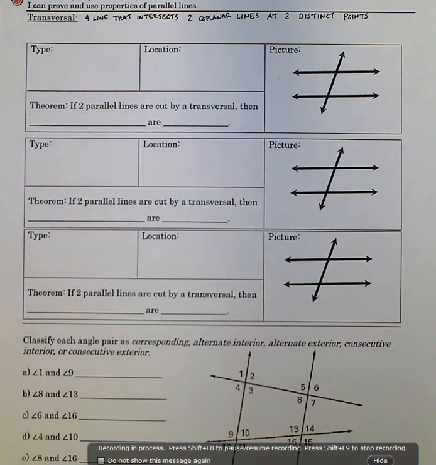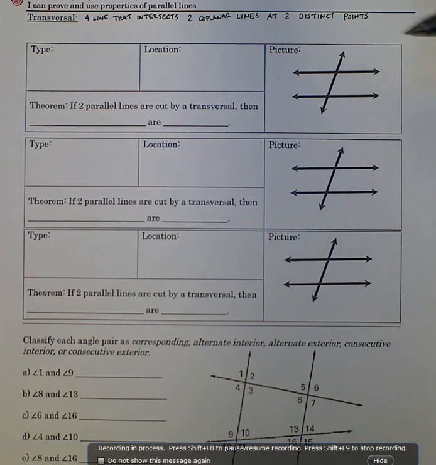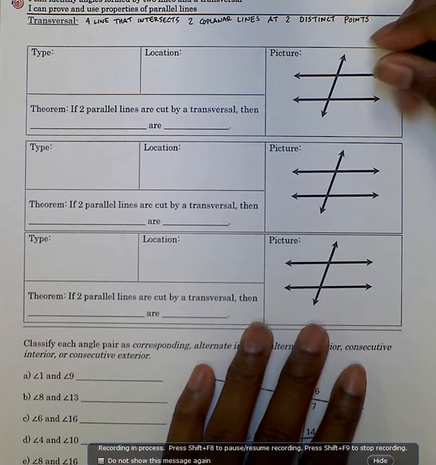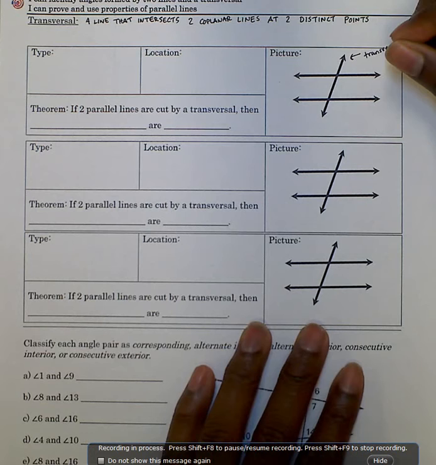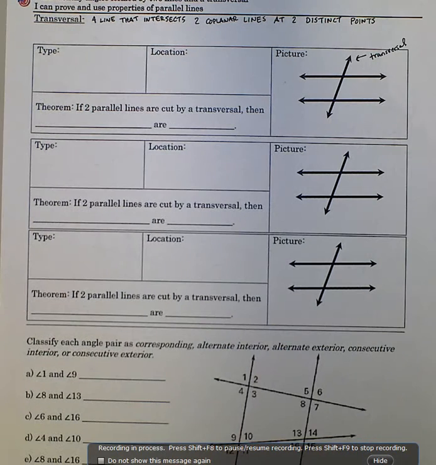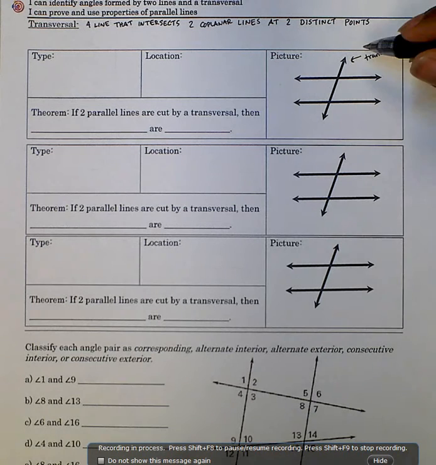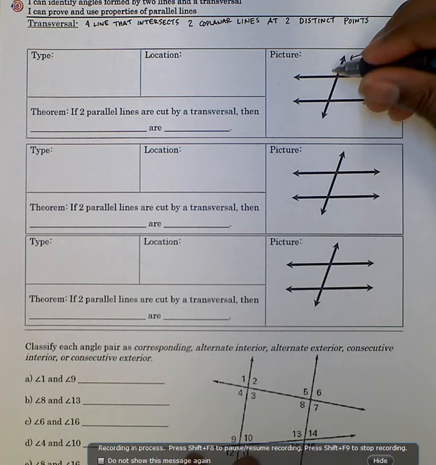If we look at the diagram of this picture, we have three lines. This would be a transversal. This is an example. I know sometimes words can be confusing and you don't really know what they're describing, but this is a transversal. You see this line intersects these two coplanar lines at two distinct points, at this point and this point.